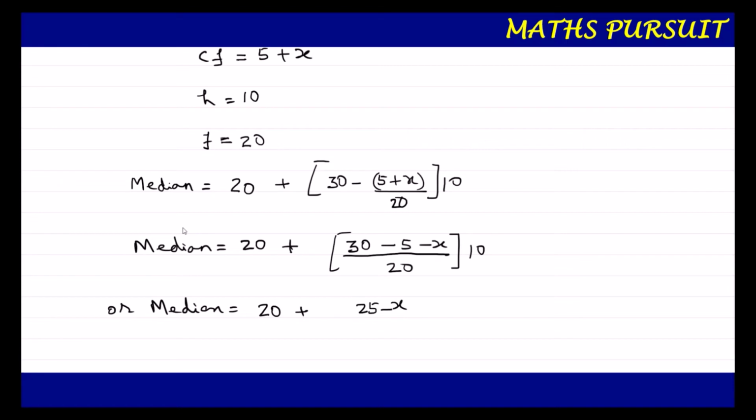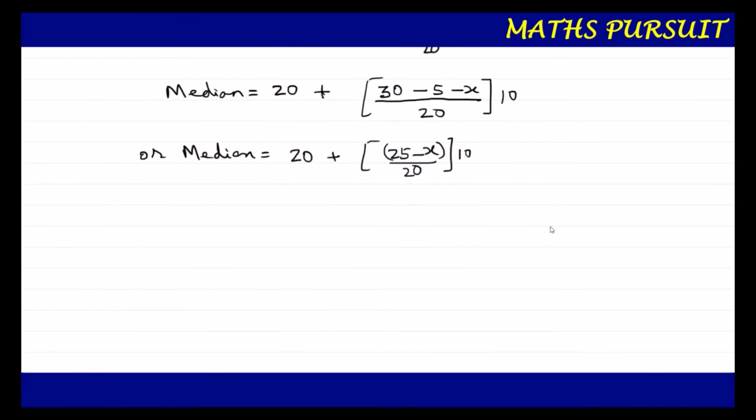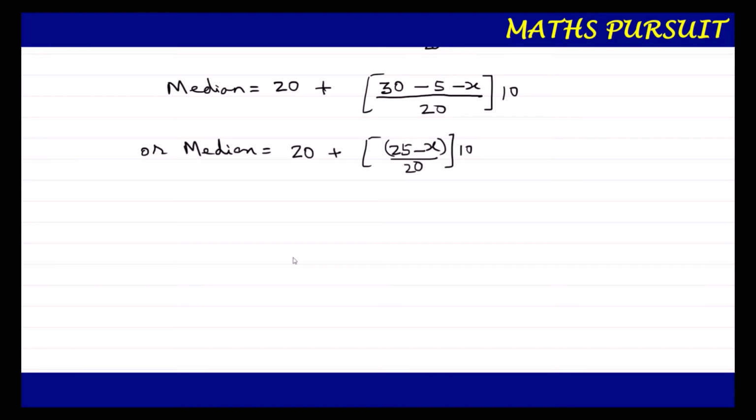25 minus x upon 20 into 10. This is what we have. I am solving the equation that we got. So median is equal to 20 plus 25 minus x into 10, and this 0 and this 0 cancel out. We are left with 25 minus x upon 2.